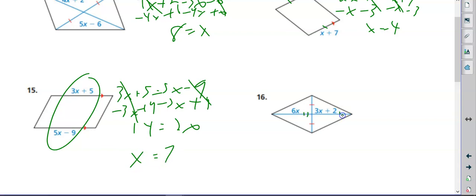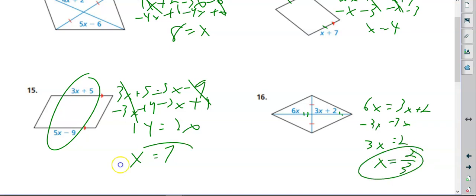Once again, the diagonals bisect each other, so 6x equals 3x plus 2. Subtract 3x, I get 3x equals 2, which means x is 2/3.